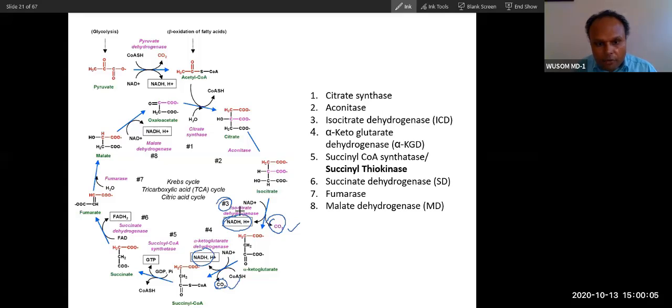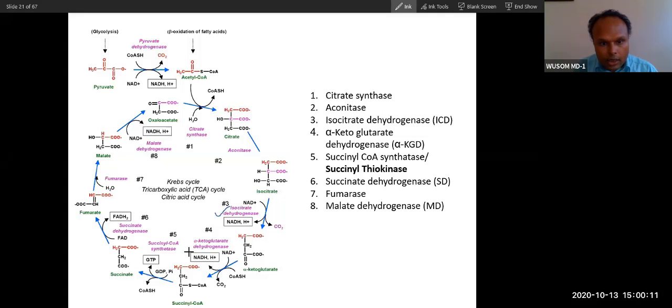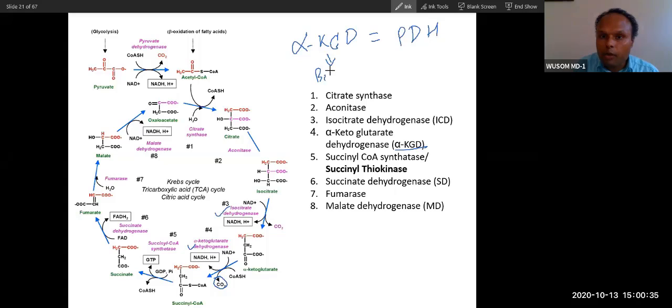This is done by which enzyme? First is dehydrogenase, again dehydrogenase. Dehydrogenase removes carbon dioxide and makes NADH. This is also dehydrogenase: isocitrate dehydrogenase removes carbon dioxide and produces NADH. This is alpha KGD, alpha ketoglutarate dehydrogenase. I have already told you, this enzyme is very similar to PDH. This enzyme also has vitamin B1. Mechanism is very similar: B2, B3, lipoic acid, and then B5. So this enzyme has the same thing as PDH.